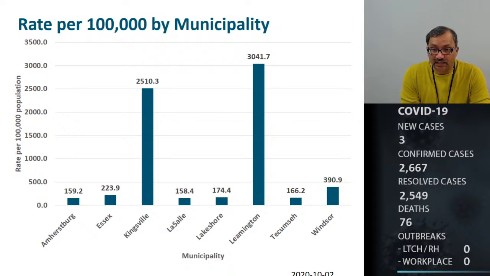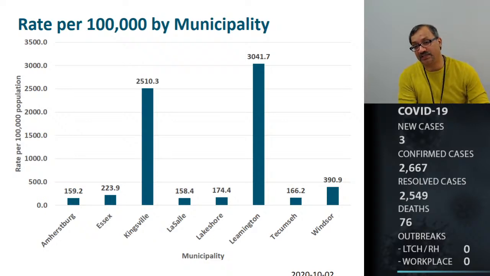Looking at the rate per 100,000 by each municipality, as we can see, Kingsville and Leamington have the highest rates in Windsor-Essex, followed by Windsor, while the rest of the municipalities have a similar number of cases across the region.